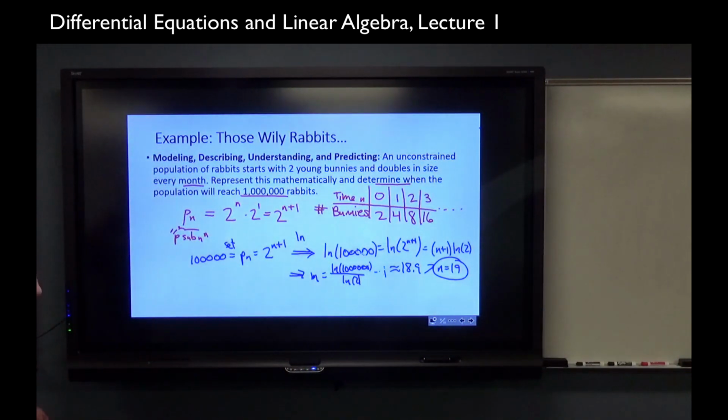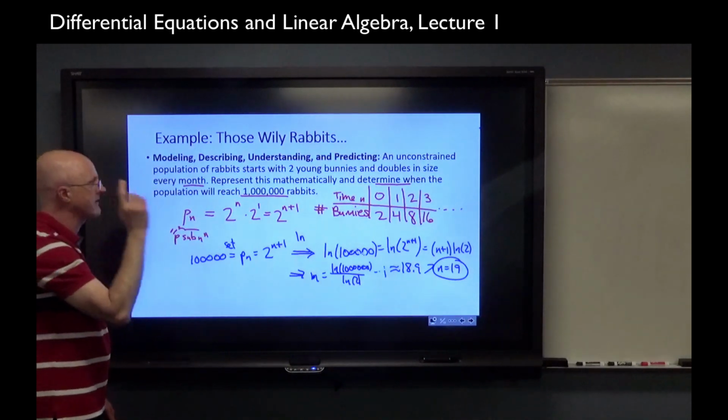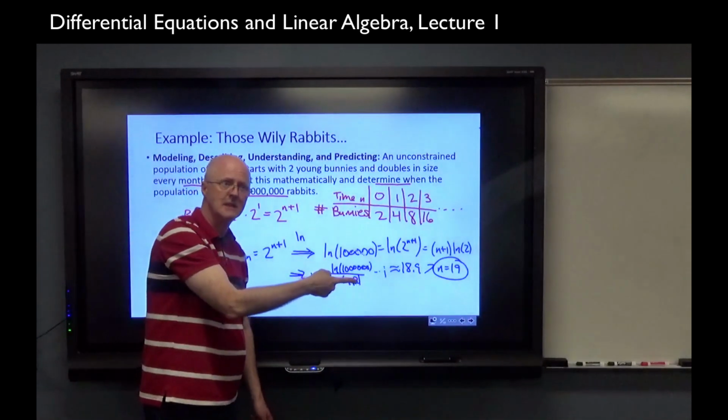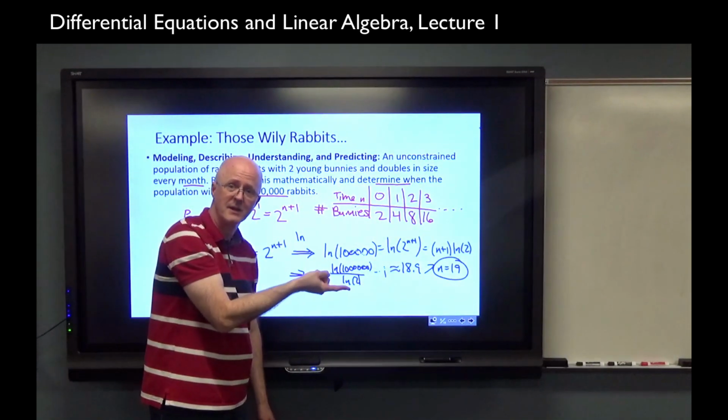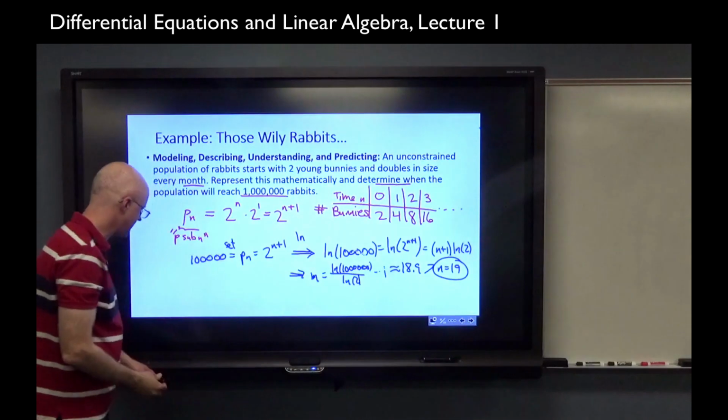Okay, so we've made a prediction. Again, it's not clear whether that's accurate. Because by the way, that's 19 months. That's just a year and 7 months, a little over a year and a half. Yikes, to go from 2 to 1 million bunnies. Ooh, we better hope this is not accurate.